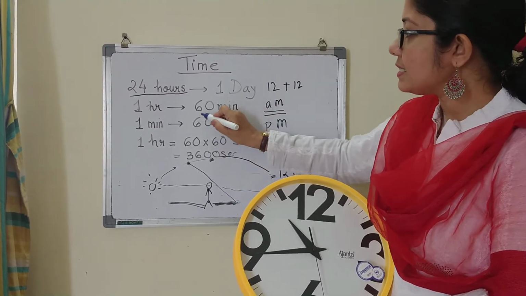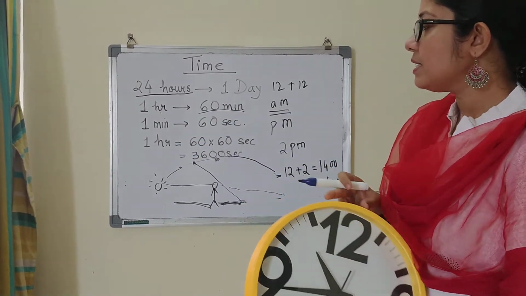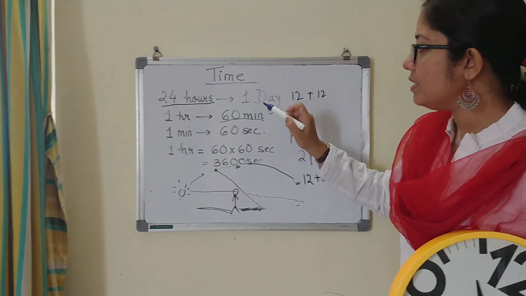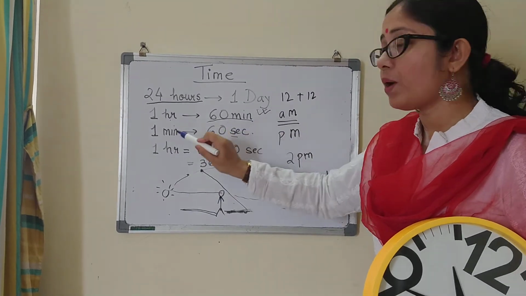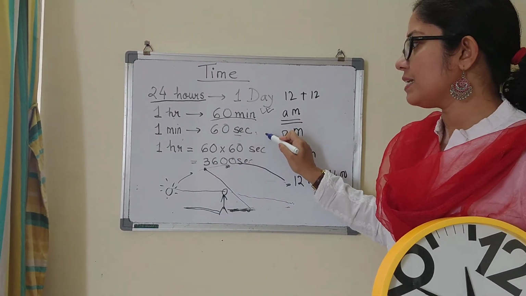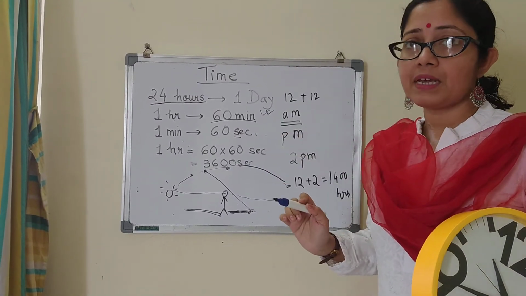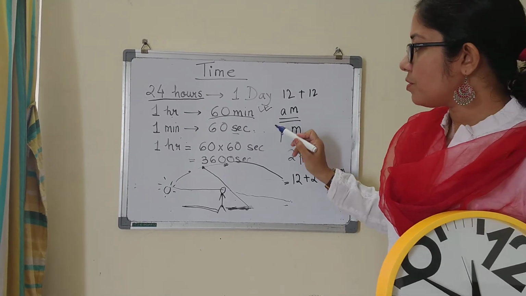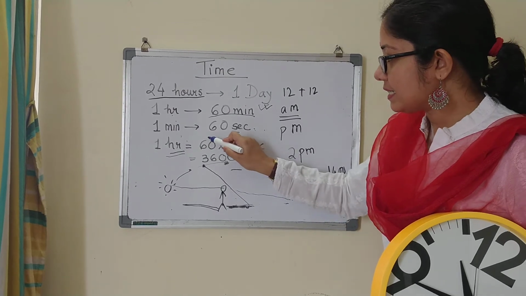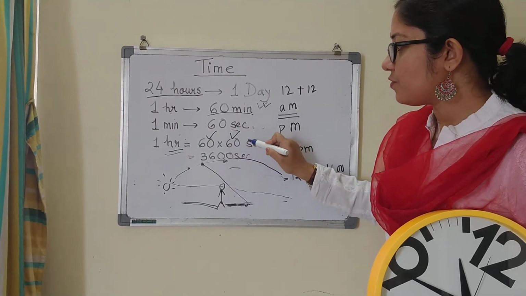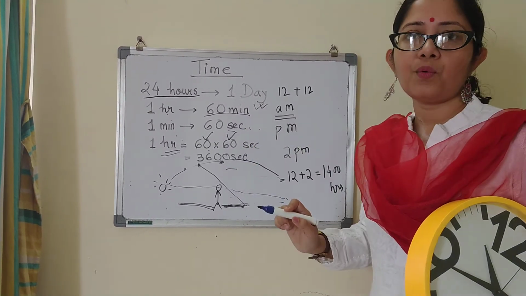So it's 45, 50, 55, 60. That means 60 minutes will make 1 hour. Please remember this. So how many minutes make 1 hour? 60 minutes make 1 hour. And how many seconds make 1 minute? It is the 60 seconds that make 1 minute. Now based on this, some numericals may come to you. So just remember, 1 hour is how many seconds then? 60 for minute and 60 for second. So 60 times 60 is 3600 seconds that makes 1 hour.